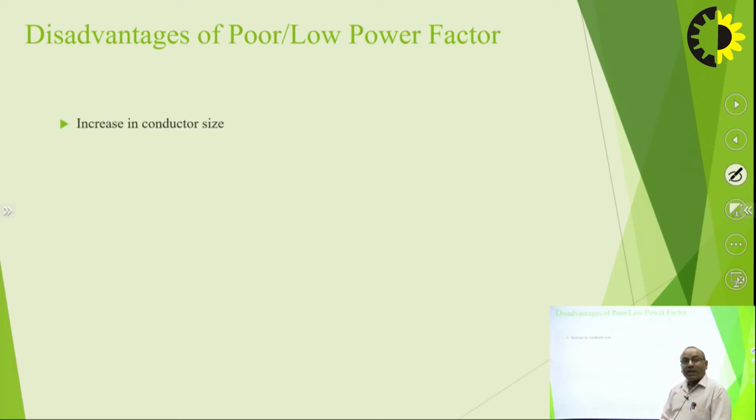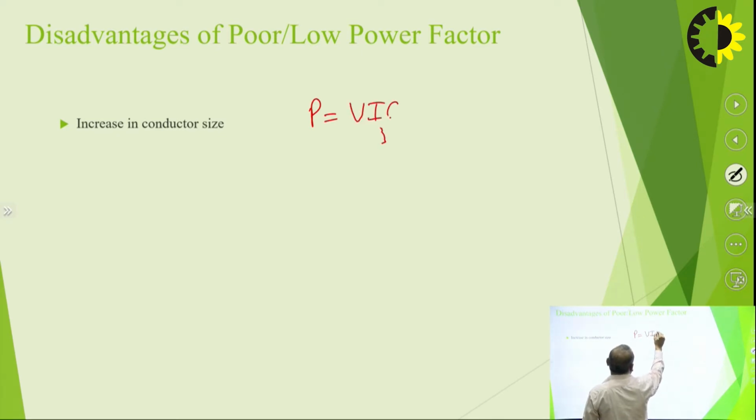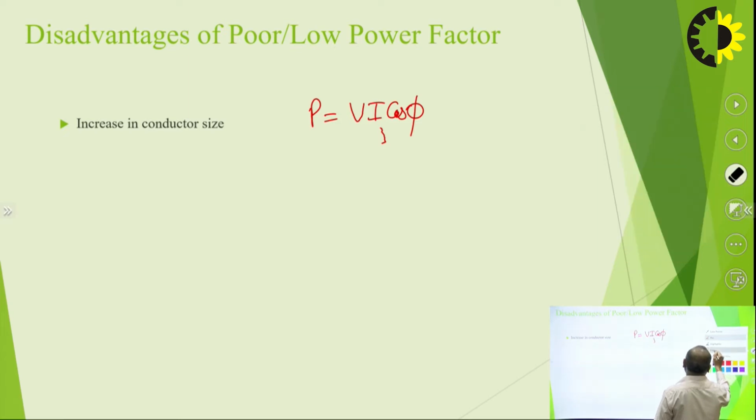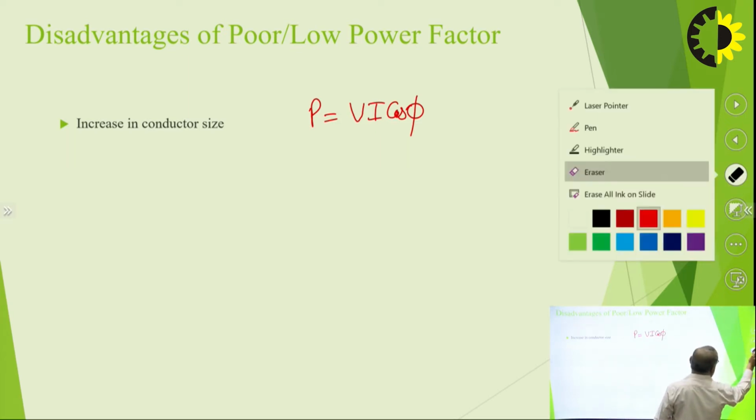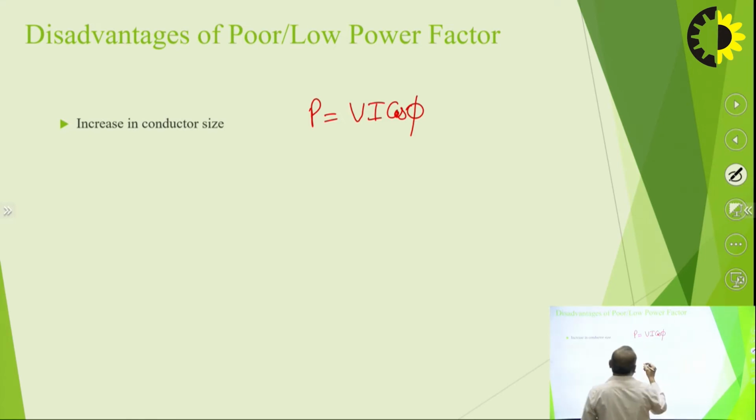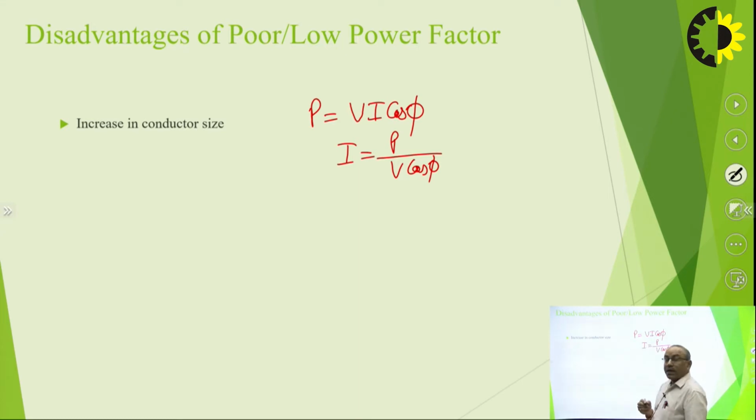So if we see it, first is increase in the conductor size. Why does it happen? We know power in the circuit is given by RMS voltage into RMS current into power factor. So if we see, current will be given by P upon V cos phi. Now for a given value of power to be supplied in the circuit at a given voltage, we can say current will be inversely proportional to power factor cos phi, since P and V are given.